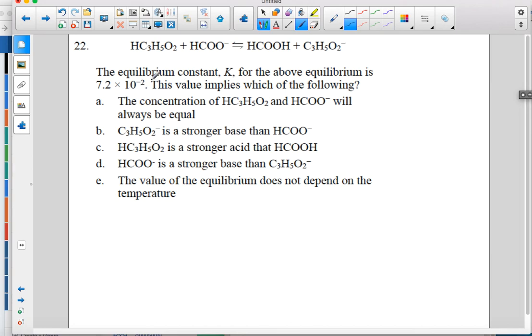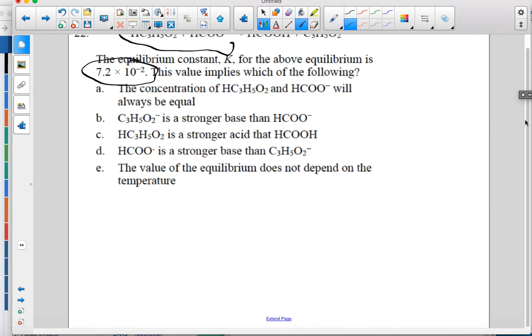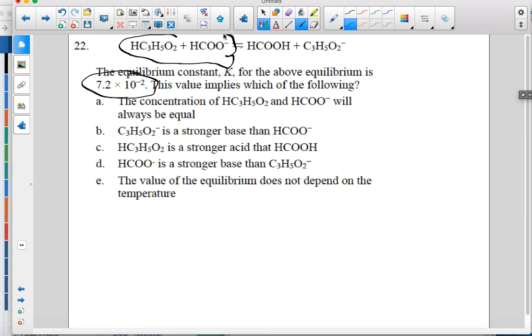Look here, same thing. Equilibrium constant for 22. K is 7.2 times 10 to the negative second. This is the favored side. Whoa. This is the favored side right here. That's going to be the favored side. So what that means is these are going to be stronger.